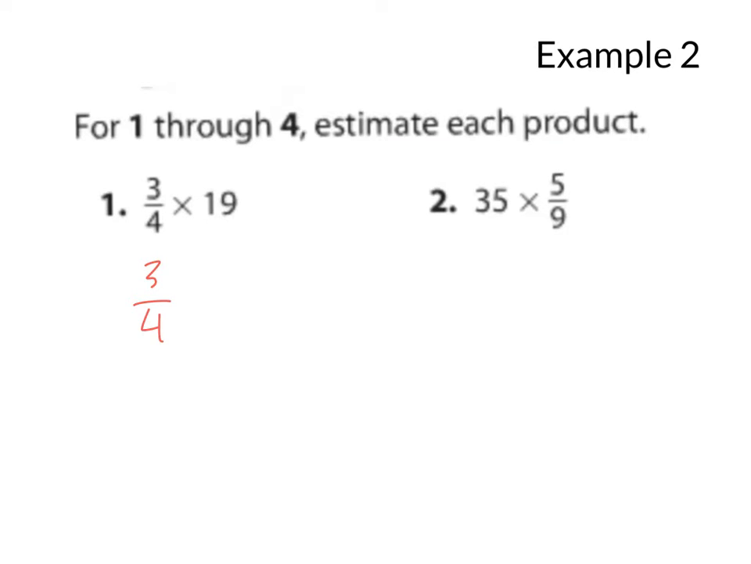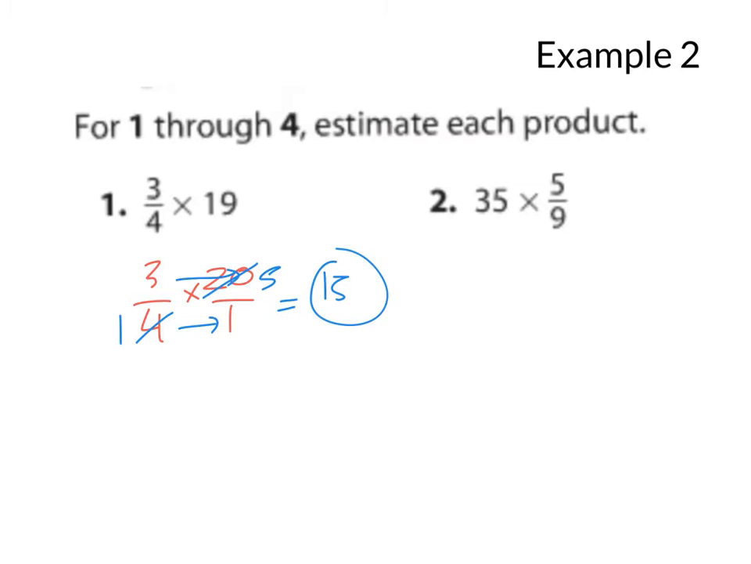So we have 3/4 times 19. I know that I can change 19 to 20, because 20 can be divided by 4. So we have 1 as we divide that by 4. Divide that by 4 and get 5. Multiply across, and I get 15.